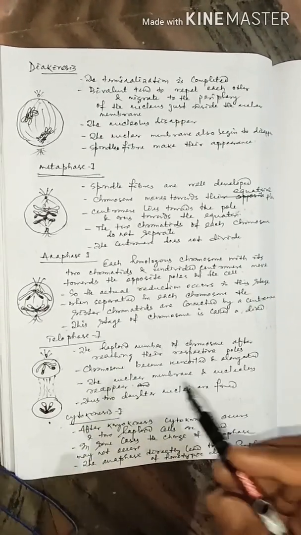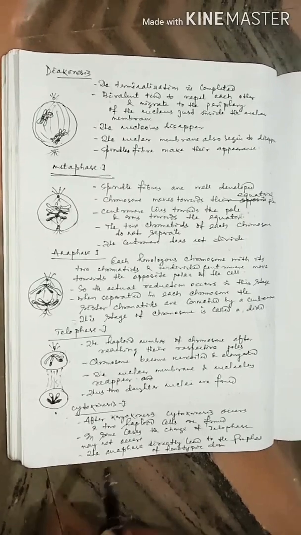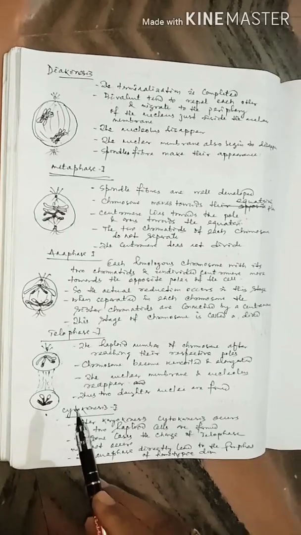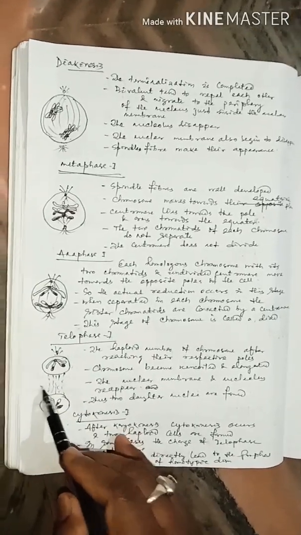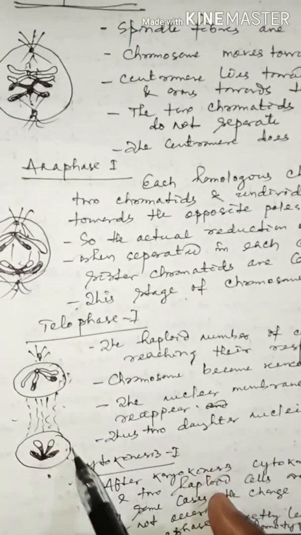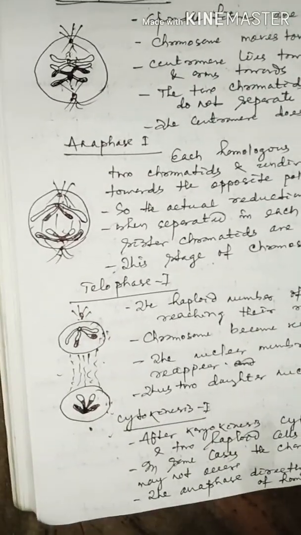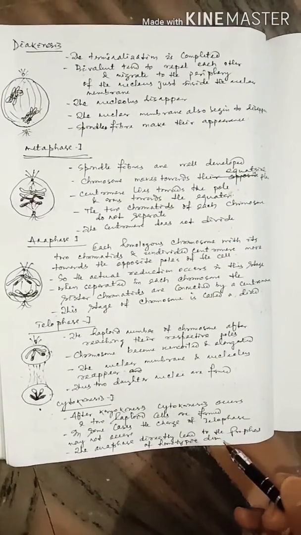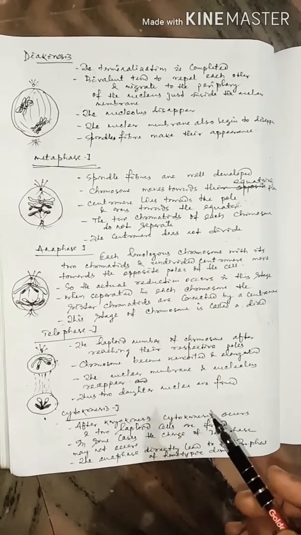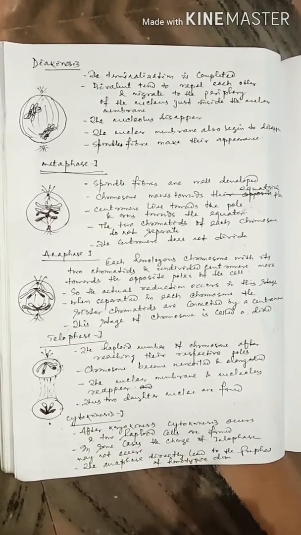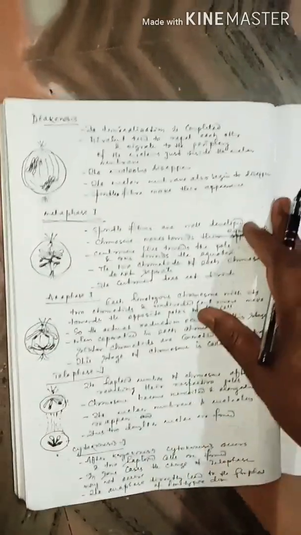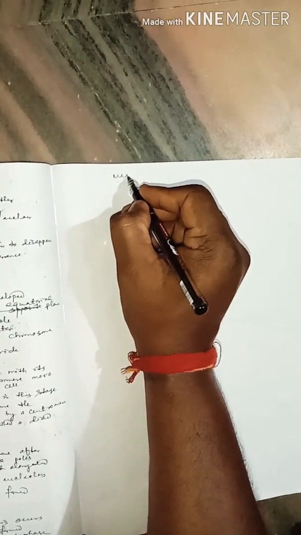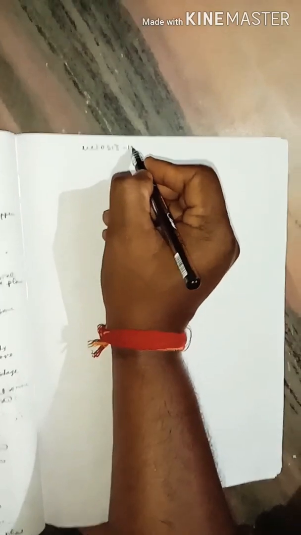Then it is followed by cytokinesis 1, in which the cytoplasm constricts at the middle and finally divides the parent cell into two daughter cells with haploid number of chromosomes in it. In some cases, the anaphase directly leads to the prophase of homotypic division, so it does not require telophase. Then it undergoes the second meiosis, or meiosis 2.